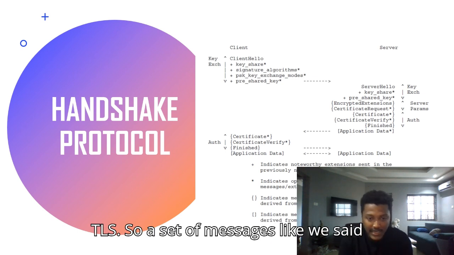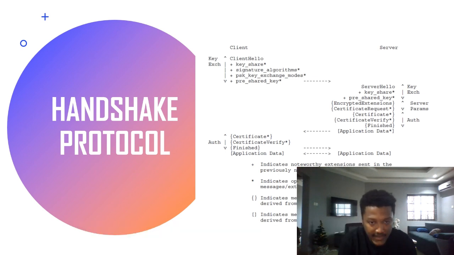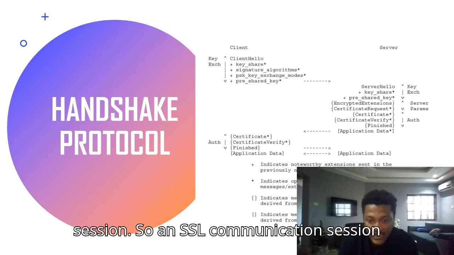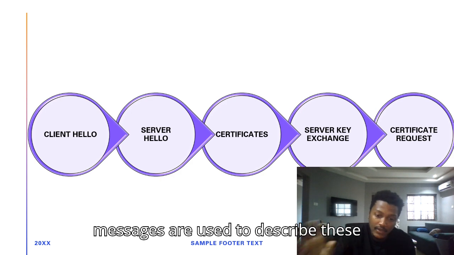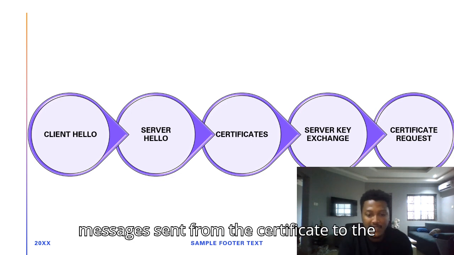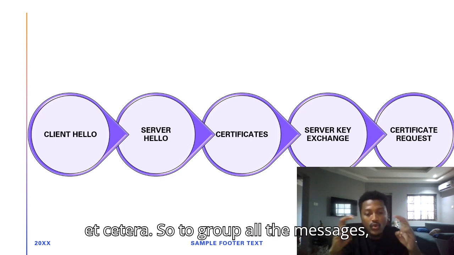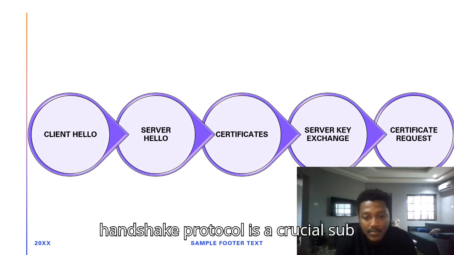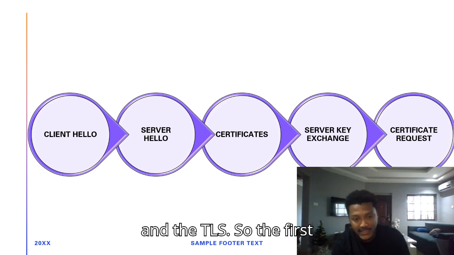So a set of messages, like we said, and guidelines for when to send and when not to send each message make up the SSL and the TLS protocol. So the client and the server exchange these in an SSL session. The SSL secure communication session is started by the client itself. Messages are the terms that are used to describe these exchanges between the client and the server. There can be a variety of messages sent, from the certificate to the client exchange to the client hello, server hello, etc. To group all the messages, the SSL protocol uses a sub-protocol called the record protocol. And then the handshake protocol is a crucial sub-protocol that sits atop the record protocol and forms the basis of the SSL and the TLS.